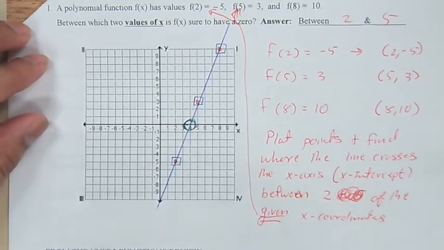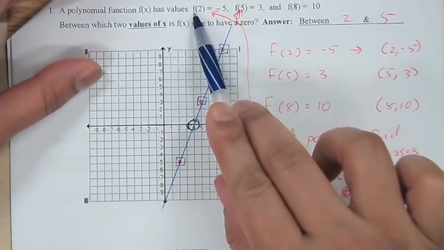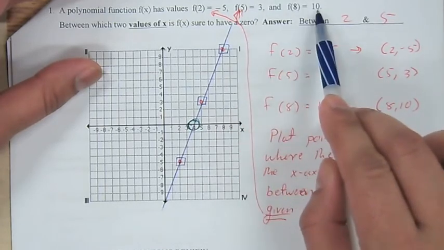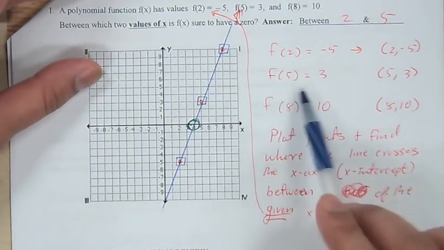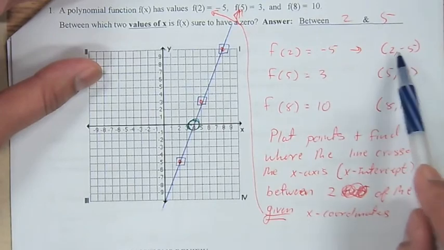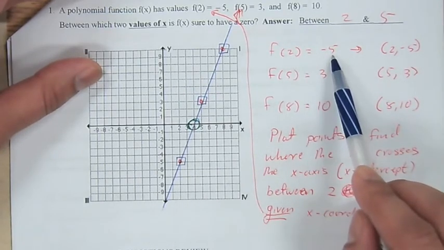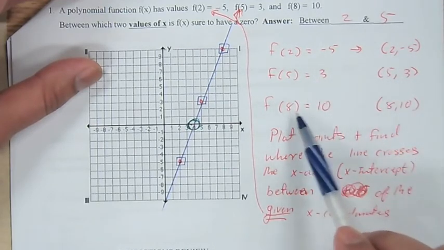Graphs of polynomial functions. This is actually a pretty easy one. It says f of 2 is equal to -5, f of 5 is equal to 3, f of 8 is equal to 10. I just wrote this out right there, same thing. And when writing it like this, I can change it to coordinates. That's your x input value, and that's your y output value. That's your x and y, x, y, x, y, x, y.